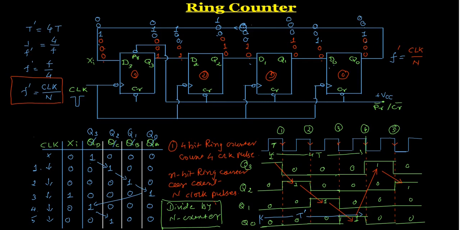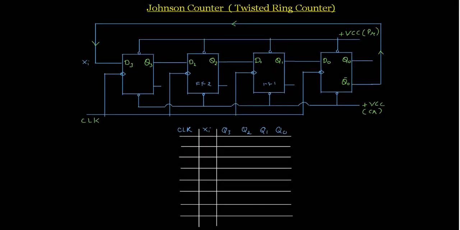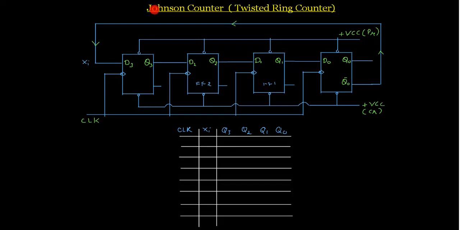So clock frequency divided by n. So that's why it is known as a divide by n counter. Now we will discuss another application of a SISO flip-flop, and that is called a Johnson counter. This Johnson counter, sometimes it is also known as a twisted ring counter.